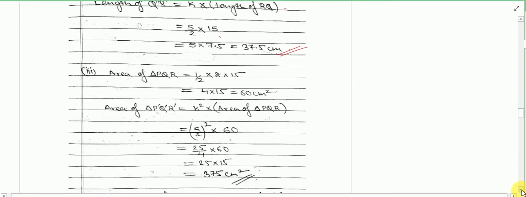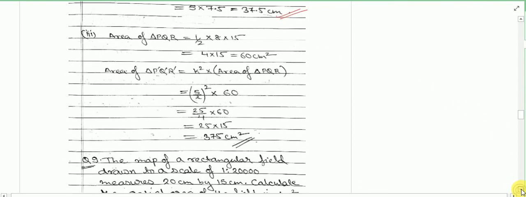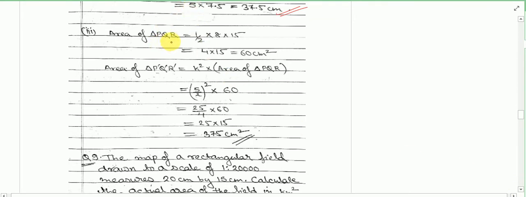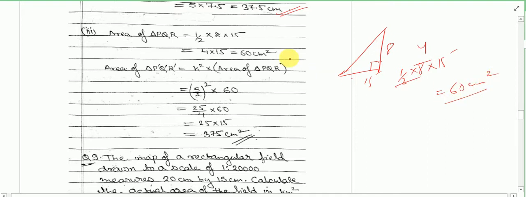Now the third one is to find the area of triangle PQR. For triangle PQR, this was 8 and this was 15. So this is base, this is height. You can easily find half into base into height, and you'll get 60 centimeter square for triangle PQR.